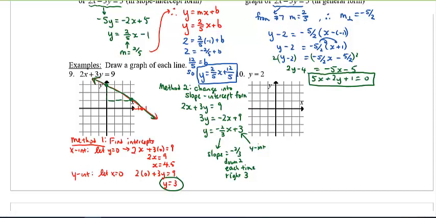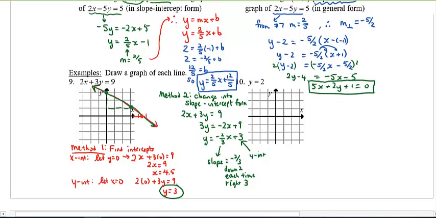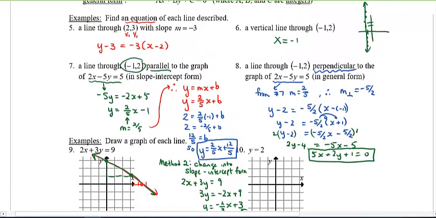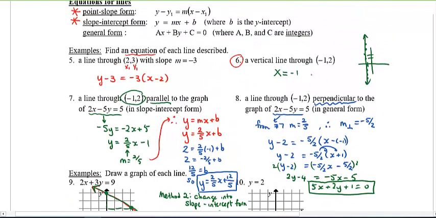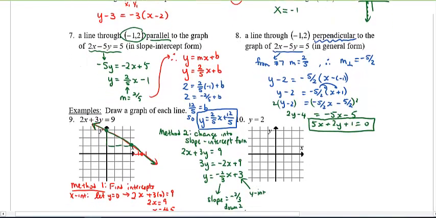Okay, now what about number 10? That's kind of weird. What happened to the x? It's only y equals 2. What's going on? So remember how above in, I think, question number 6, we had this thing called a vertical line, and we said all the vertical lines have x values that are the same. So what would you predict this line would be if y equals 2?